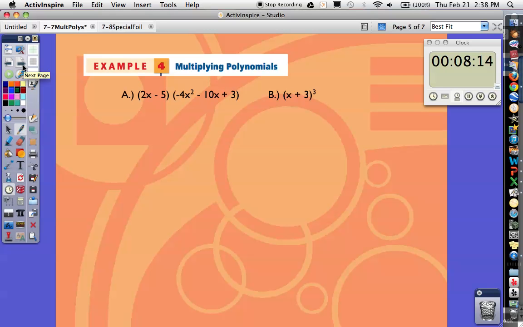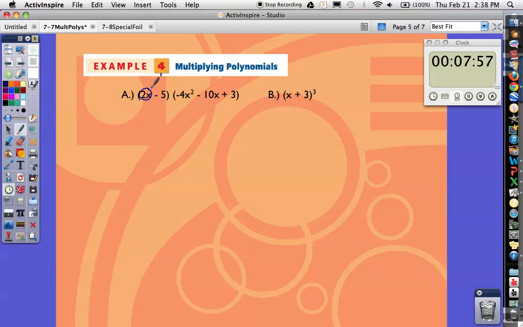On example 4 then, we're going to multiply a polynomial times a trinomial. So we're going to have a binomial times a trinomial. You're going to distribute each term here. I want you to do this one on your own. Try it. Well, you can try it with me while I'm doing it, but try to do it yourself.